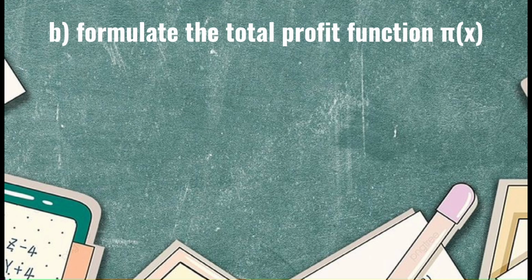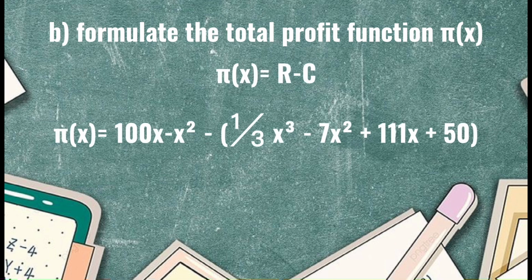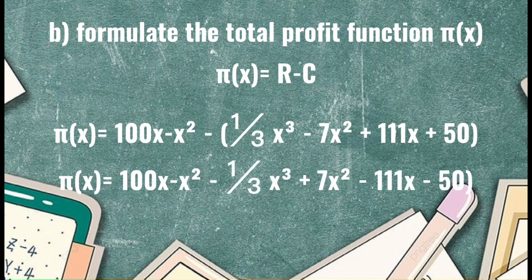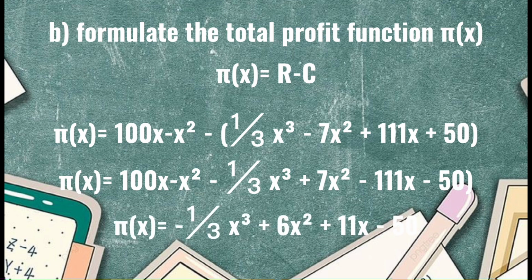For question B, we need to formulate the total profit function, which is R minus C. So we just input our R, which is 100x minus x squared, and minus our cost function, which is given in the question. We need to multiply the negative with the numbers inside the bracket, where negative times negative will be positive, and negative times positive will be negative. After that we just solve the function, and that's how we get our answer, which is negative 1 over 3 x cubed plus 6x squared plus 11x minus 50. That's the answer for our total profit function.